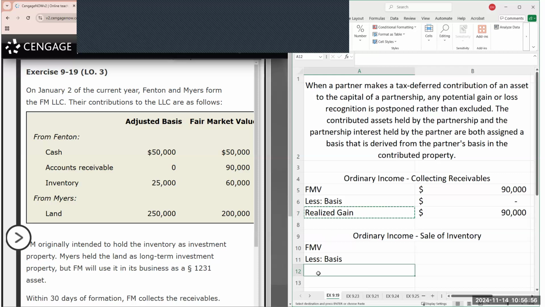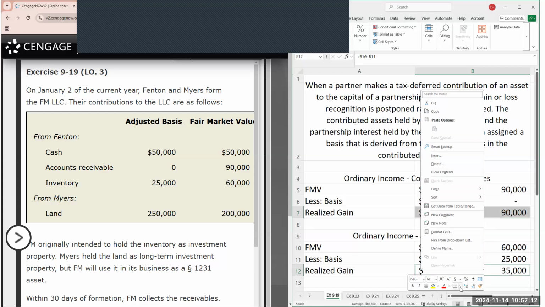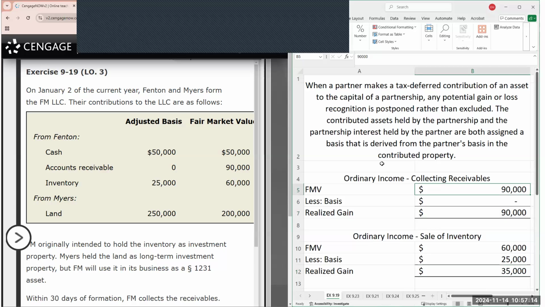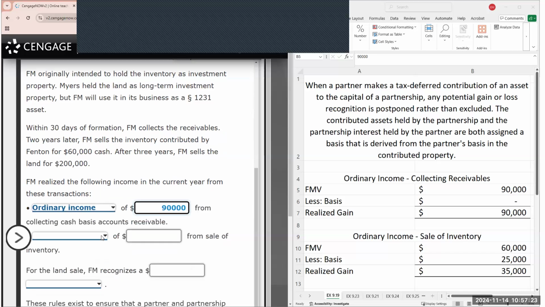Next, for the sale of inventory, the fair market value of the inventory was 60,000 and the basis was 25,000. So there's a realized gain of 35,000 in these scenarios. All right, so pretty straightforward. So as it relates to the receivables, there would be ordinary income of 90,000. And for the inventory, there would be ordinary income of 35,000.